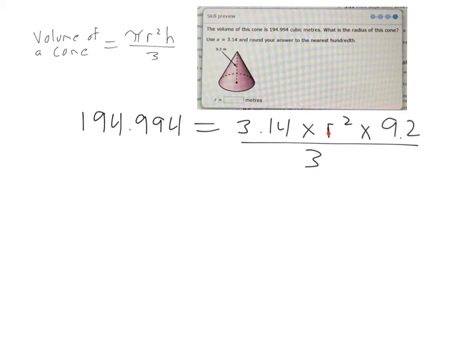So first thing I want to do, this 3 is annoyingly sticking out there, so let's get rid of that. Opposite of divided by 3 is times 3. What we do to one side, we have to do the other. That cancels that out. So now I'm going to do 3 times 194.994 in my calculator. Calculator says that equals 584.982.